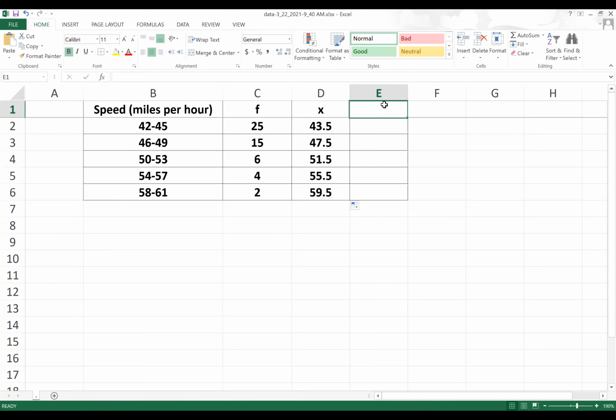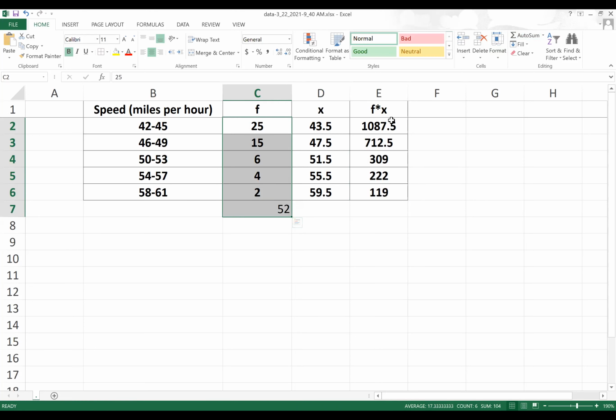Now, in order to calculate the mean, we need a column F times X, meaning multiply the frequency by the midpoint. You calculate one of them, then we can get the rest of them by just dragging that. Now from there, we're going to sum up the total frequencies. Get the total frequency, get a total of that. So get both of them.